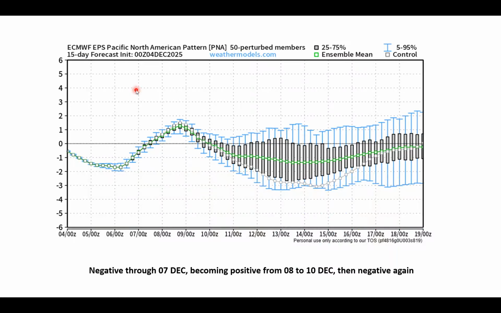Here's the forecast, European EPS, PNA 50 perturbed members showing a negative PNA working its way basically through the 7th of December. Then we see a turn to more of a positive PNA from 8 to 10 December, and then dropping back negative after that through the 19th.